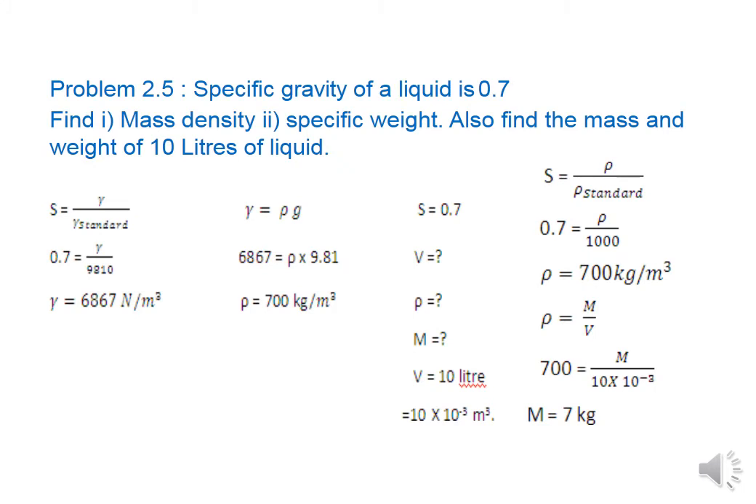Specific gravity is given directly here. If you get the specific gravity, you can get the density, because specific gravity is equal to density divided by the density of a standard fluid. The standard fluid is water. So with water as the standard, what is the density? Here we have 10 liters of liquid. You can calculate the density as 700 kg per meter cube, and other things you can calculate very easily.